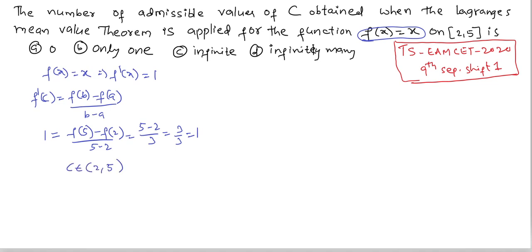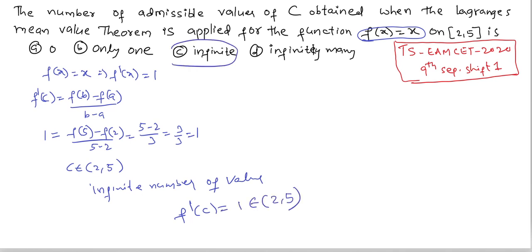So we have an infinite number of values. Infinite values. f dash c is equal to 1, here c belongs to the interval 2 comma 5. Here the third option is the answer.